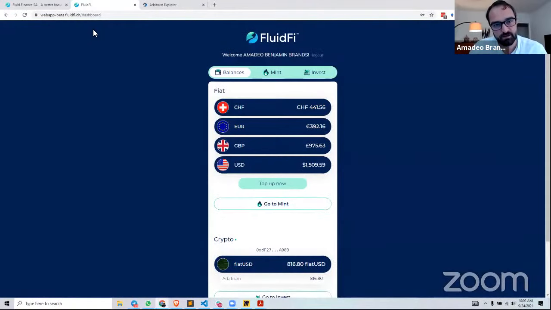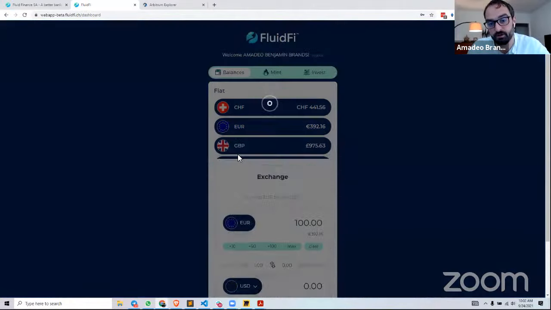So basically, what we have been testing, like the last week, we went live with our beta. And what we have done is have a group of around 40 people test the app extensively. People were able to sign in, go through the KYC flow, and actually get in their bank account. What they can do here is exchange their fiat.